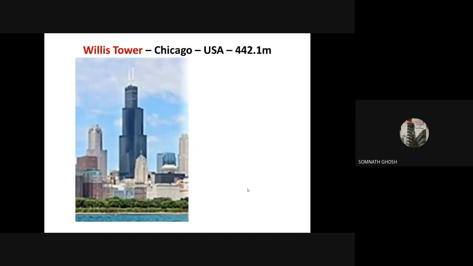This is Willis Tower in Chicago, USA, 442.1 meters. You see that there are several blocks, but they have stopped a particular block at a particular level, but the core block they have taken up to the top. It has some advantages that slowly you will understand when I go into the deeper part of the subject.